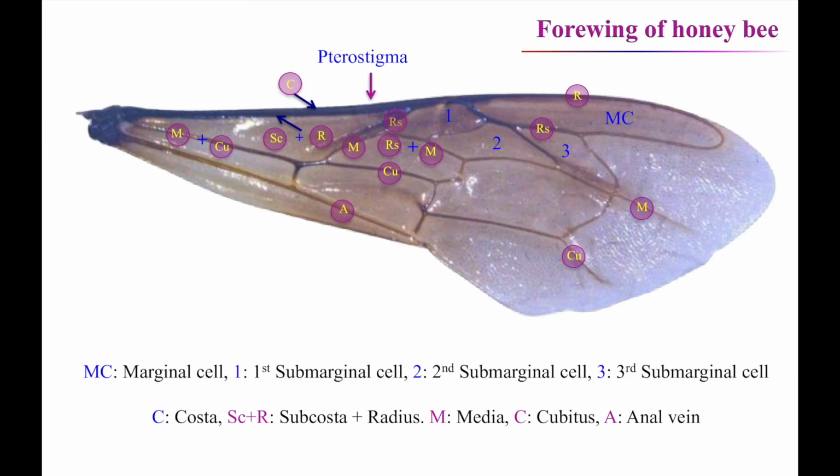Third, how to identify Apis. The honeybees have 3 submarginal cells in the forewing. Here the cell means the area of wings surrounded by wing veins. The middle submarginal cell of insects of the genus Apis is like the beak of a bird.